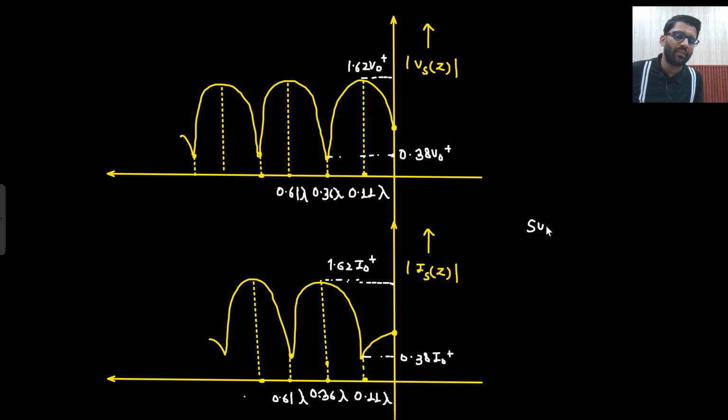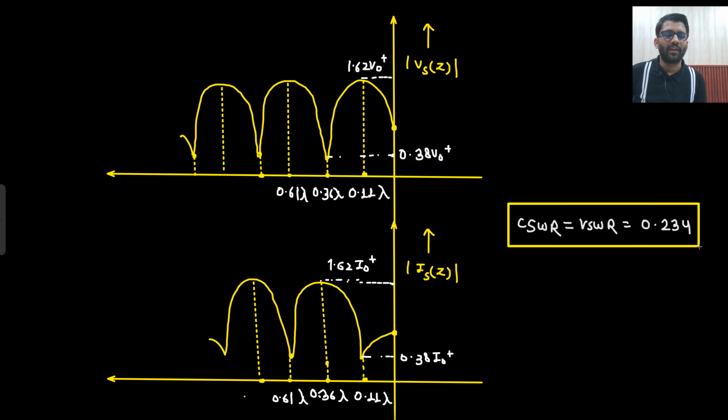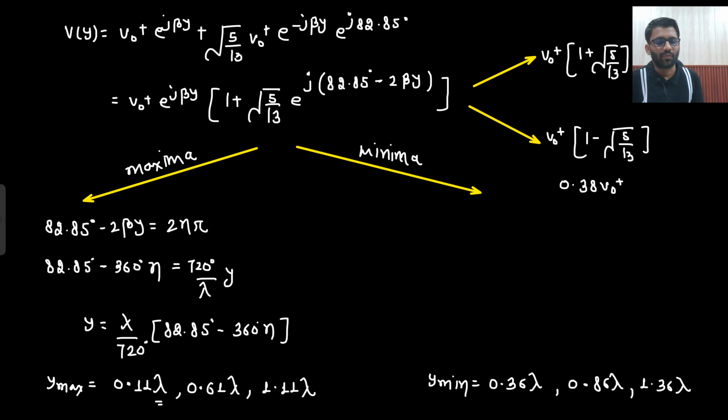And what is your standing wave ratio? Certainly it is not equal to infinity. Current standing wave ratio you can say, or voltage standing wave ratio you can say. This is equal to 1.62 divided by 0.38. So 0.234. So these kinds of questions can be asked. They can give you a particular load and ask you the standing wave ratio, they can ask the standing wave pattern, they can ask you what will occur first, voltage maxima or minima. So this kind of analysis you can do. It will not take time.